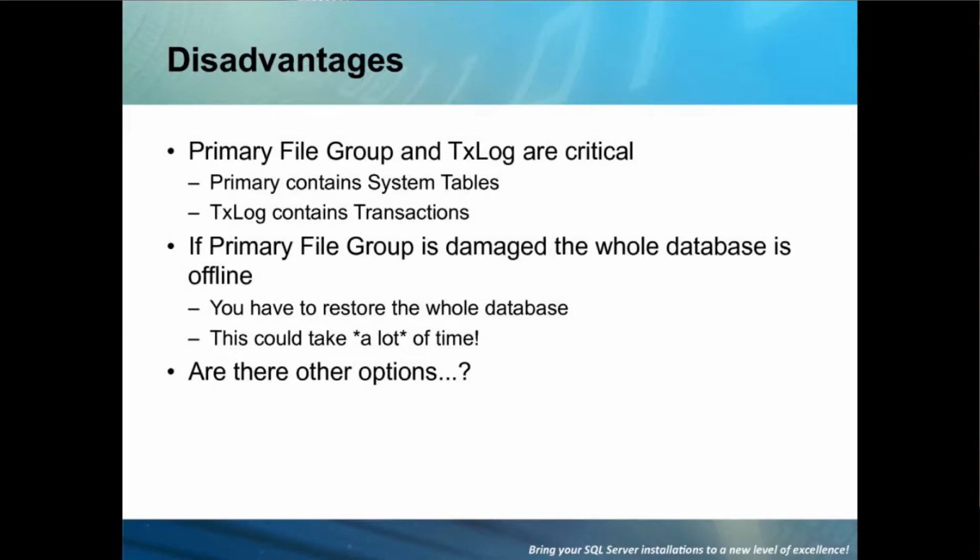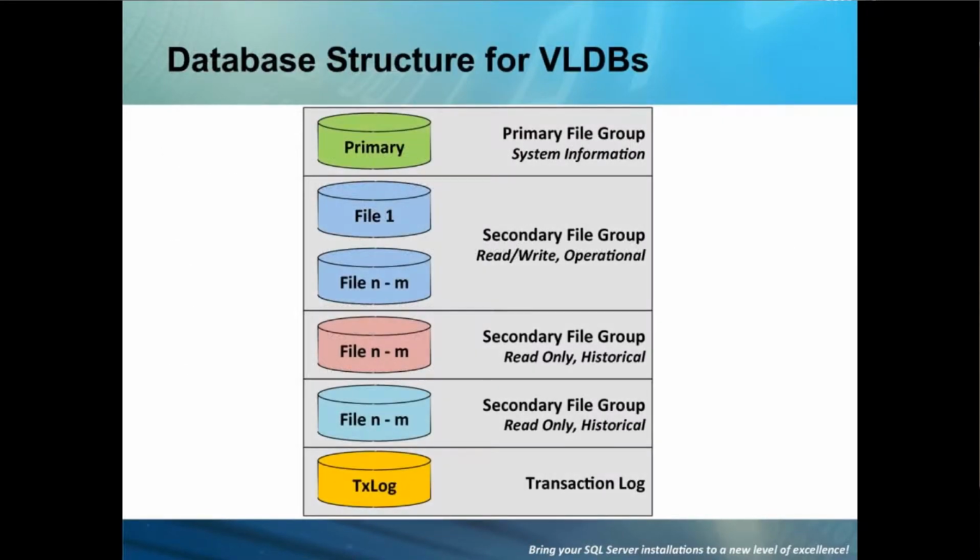So the primary file group and the transaction log is the most crucial part of our SQL Server database. The primary file group contains all our system tables, and the transaction log contains all the transaction log records that we have generated through our write activity, insert, update, and delete. Means when our primary file group gets damaged, we have lost our complete database, our database is offline, and we have to recover our whole database. As I've said, a SQL Server database is only online when the primary file group is online. So just working with the primary file group isn't really a good idea.